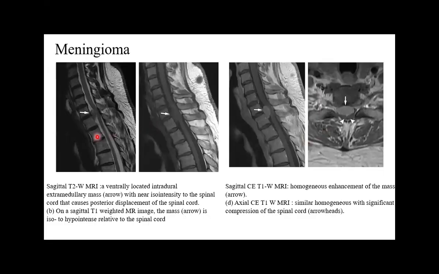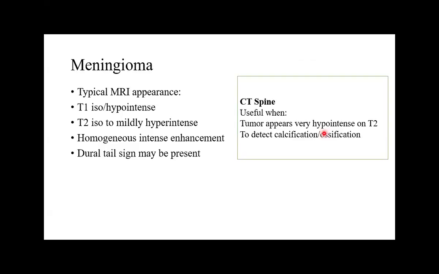So in meningioma, the characteristic MRI finding is that on T2 weighted it is usually near iso-intense to the spinal cord, and T1 will be iso to hypo-intense, and contrast will show homogeneous enhancement of the mass, and axial also showing the same. So the characteristic MRI appearance is T1 iso to hypo-intense, T2 iso to mildly hyperintense, and homogeneous intense contrast enhancement, with a dural tail sign that may be present.